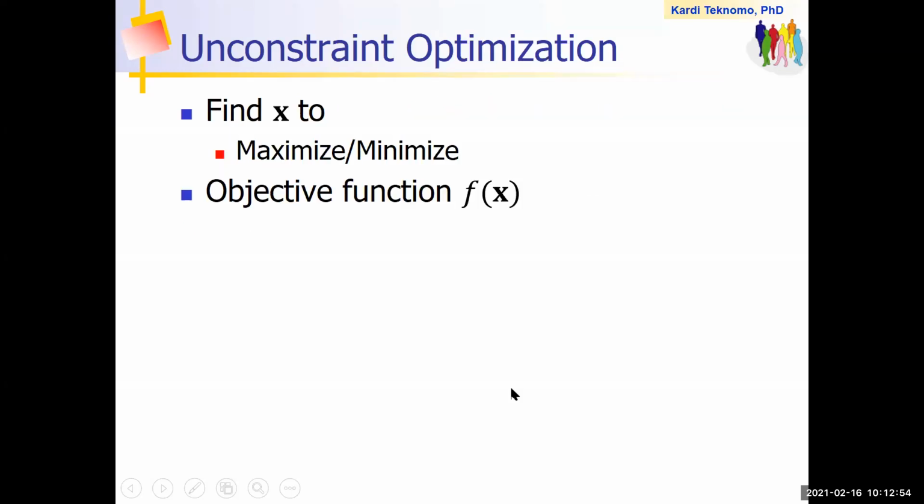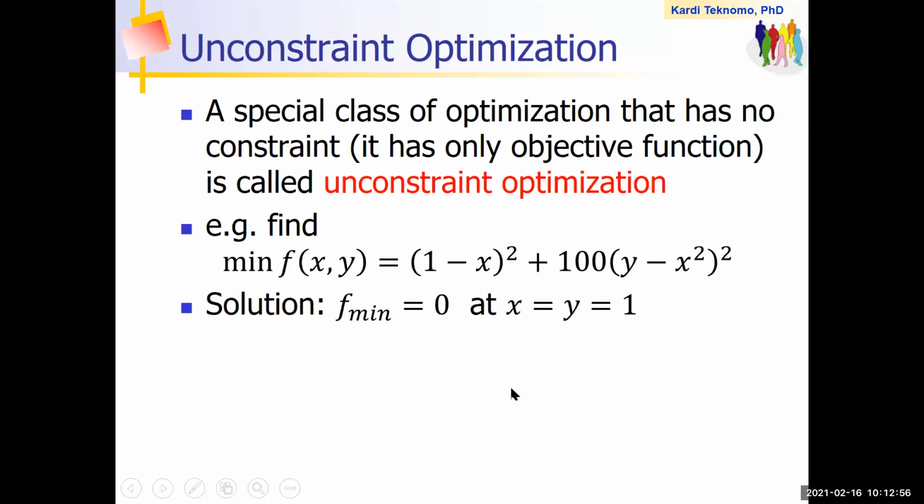So the next one, the same thing here. This is unconstrained. What is unconstrained optimization? It is a special class of optimization that has no constraint at all. It has only an objective function. Here is another equation that you can minimize, and then you can try to solve it in Excel.